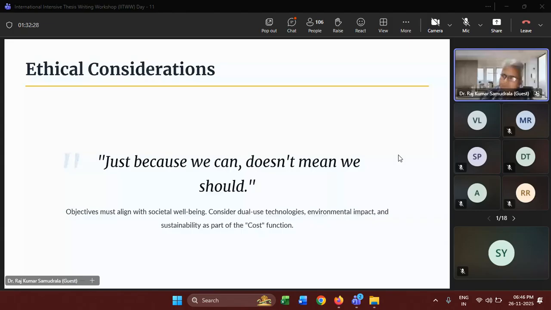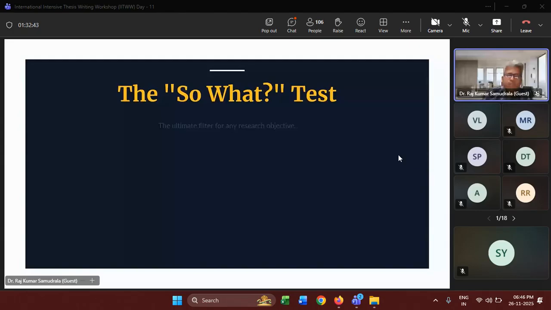These environmental impact and sustainability are key features for anything, even for 2047 Vikasit Bharat. These dual use technologies, environmental impact, sustainability are essential. The SWOT test is the ultimate filter for any research objective.